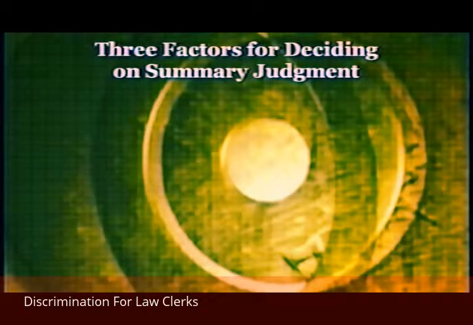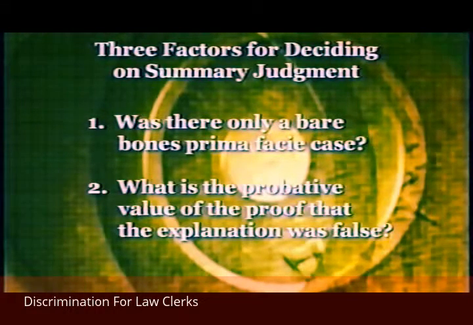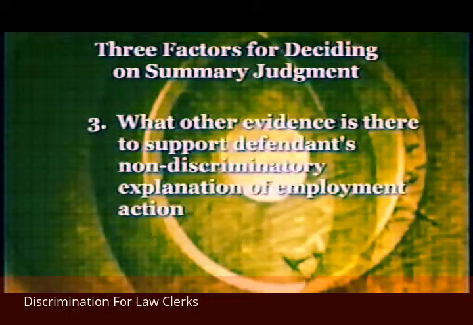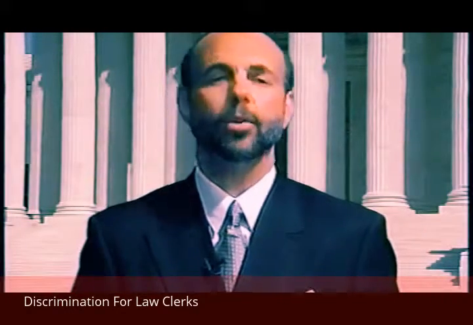The court articulated 3 factors in Reeves for determining whether or not there is enough evidence for the case to go to the jury. First, was it a mere bare bones prima facie case, or was it stronger than that? Second, what is the probative value of the proof that the explanation was false? Was there someone clearly and unequivocally lying, suggesting that there was a cover-up, or was it something less than that? Finally, what other evidence is there to support the employer's case that its reason for making the decision in question was not discriminatory? And it's important in this context to distinguish between a false reason and an erroneous one.